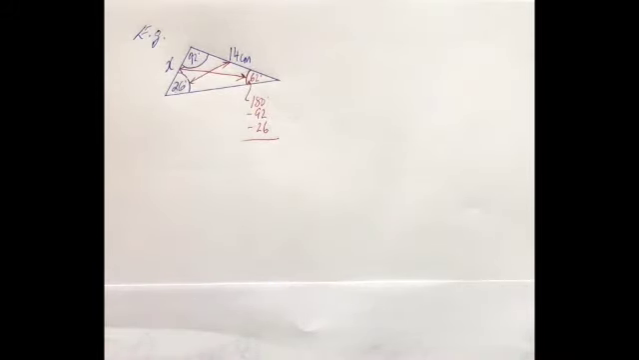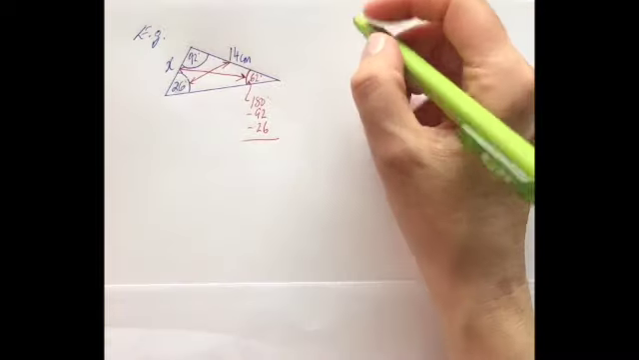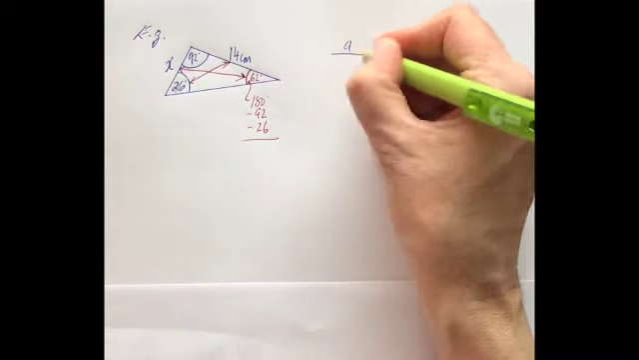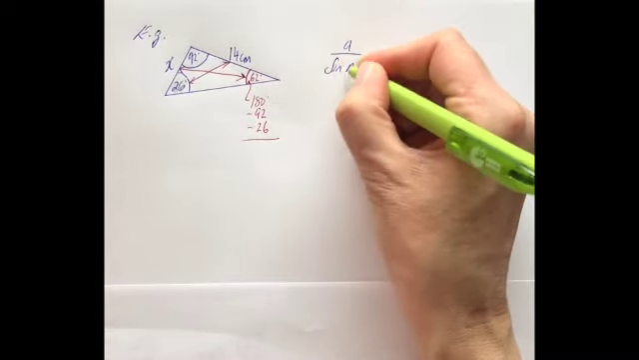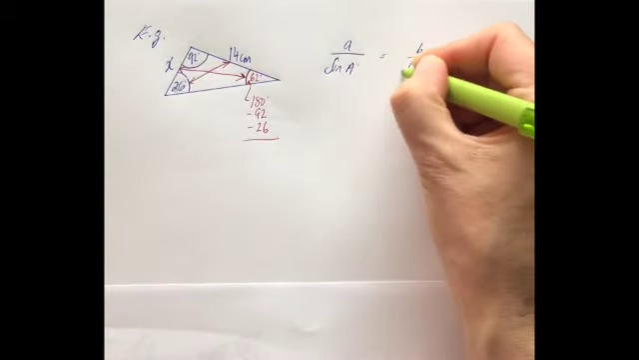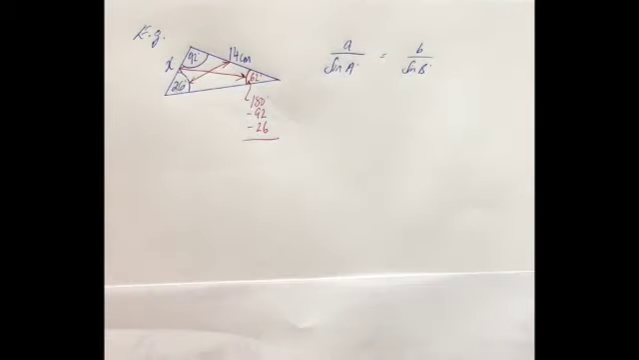Now I have the opposites linked up, and of course I'm looking for the side, so the way I'm going to write out sine rule for myself is A over sine A equals B over sine B. Okay, and let's start inputting now.